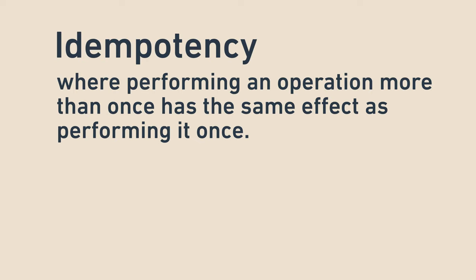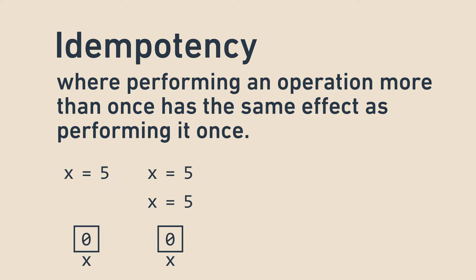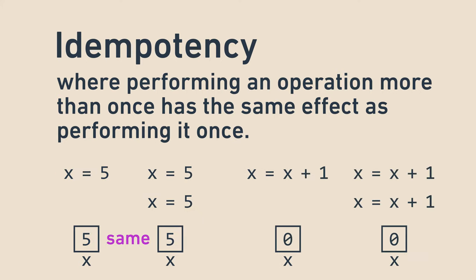Idempotency is a property of an operation where performing the operation more than once has the same effect as performing it once. For example, setting a variable to 5 is idempotent because setting it twice to 5 has the same effect as setting it once. But incrementing the variable is not idempotent because performing the increment twice results in the variable going up by 2 rather than by 1. Idempotent operations are important in many contexts when we want to perform an operation exactly once.